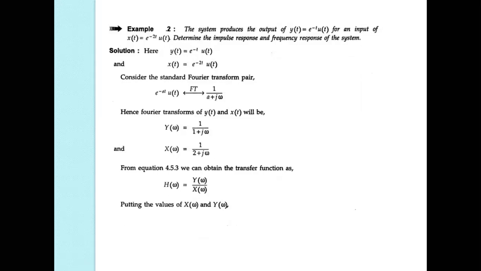Coming to the next example, the system produces the output y of t equal to e power minus t mu of t for an input x of t equal to e power minus 2t mu of t. Remember, impulse response means h of t, and frequency response means h of omega. Remember, my dear students.